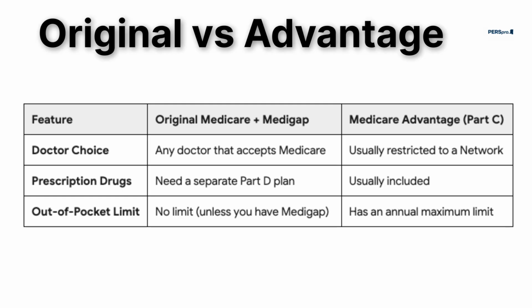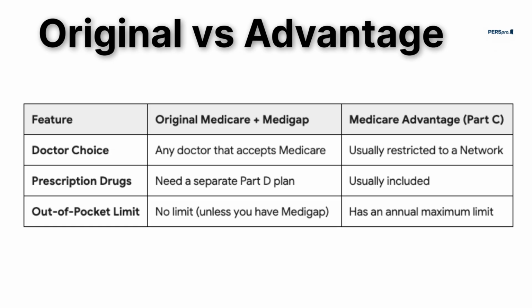Let's begin by looking at doctor choice. With original Medicare paired with a Medigap policy, you have the ultimate freedom. You can visit any doctor or hospital in the United States as long as they accept Medicare. With Medicare Advantage, however, you are generally restricted to a specific network of providers. If you go out of this network, you might pay the full cost yourself. If you travel a lot, this should be a major consideration in your decision-making. Next, consider prescription drugs. Original Medicare doesn't include drug coverage on its own, so you'll need to purchase a separate Part D plan. Most Medicare Advantage plans bundle that drug coverage right into the main plan.